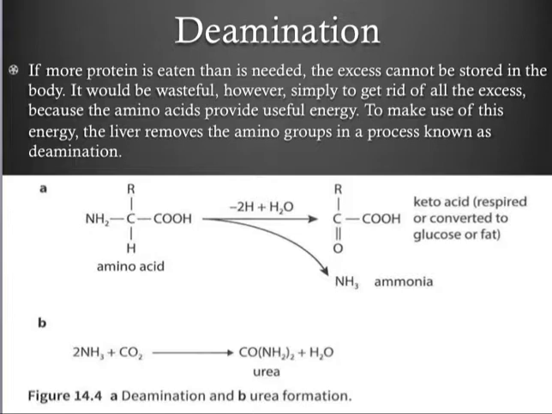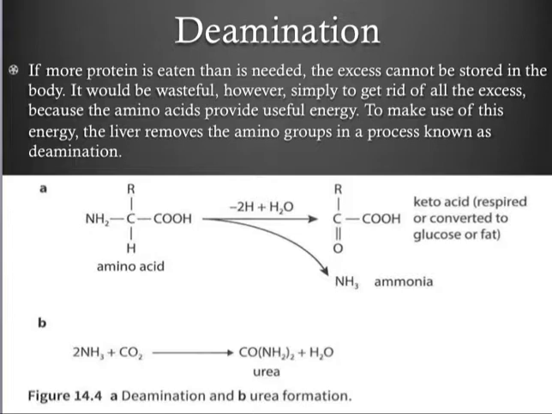So uric acid is made from the breakdown of purines from nucleotides, not from amino acids. I'm going to say that again. Uric acid is made from the breakdown of purines from nucleotides, not from amino acids.